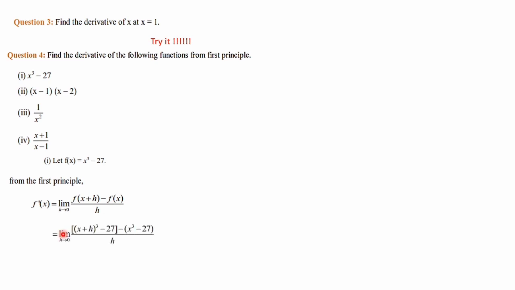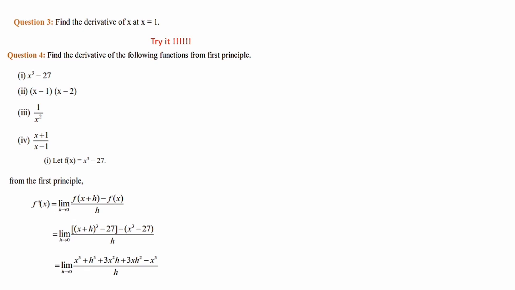Let's find out limit h tends to 0, f of x plus h. Here instead of x we have to put x plus h, that is x plus h the whole cube minus 27. That is what the first value. Instead of x we have substituted x plus h. Minus f of x, f of x we know that is x cube minus 27. Here when we observe there is a minus 27 and here minus into minus plus 27. These two can be cancelled. These two 27s will be gone.